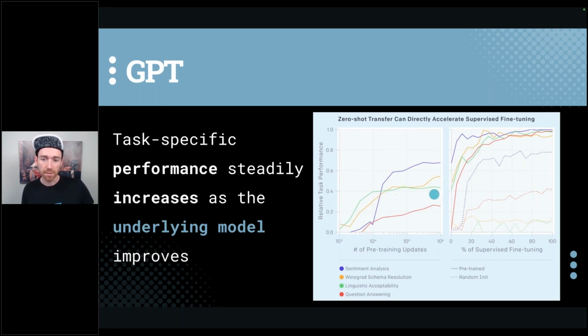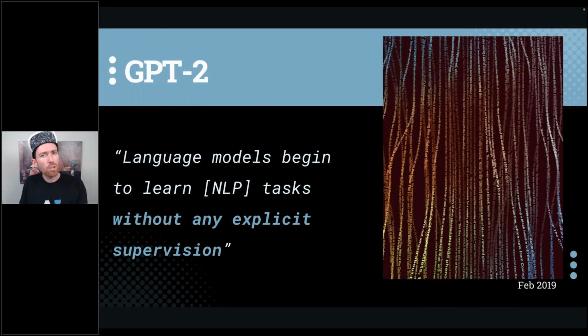Let's take the green line, for instance, linguistic acceptability. All of a sudden, the relative task performance, instead of kind of bottoming out at 0.4, immediately, with a tiny bit of fine-tuning, goes up and then gets very, very high, close to 100%, with just a little bit of fine-tuning. That was pretty sick, because that started down the path.